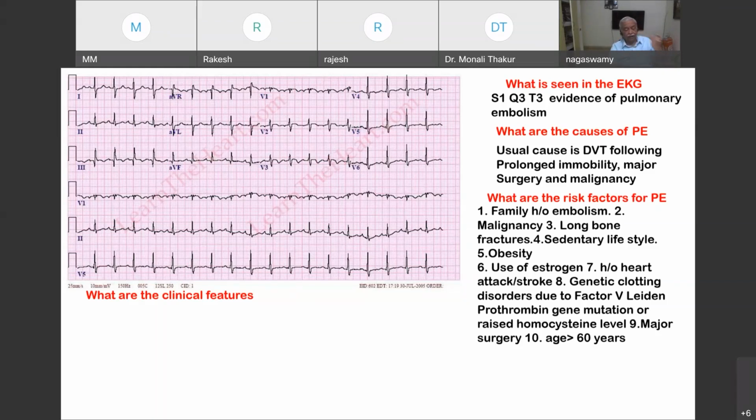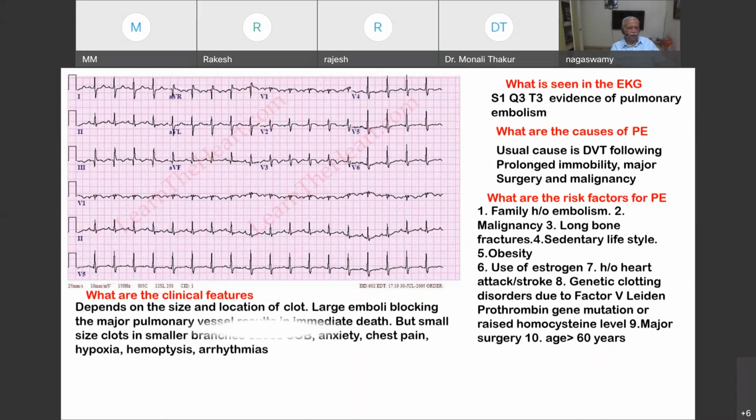Can sudden death occur in pulmonary embolism? Yes, sir. Sudden death can occur. Cardiac arrest. In massive pulmonary embolism, you won't have any time to exhibit any symptoms. You will just drop dead. So it depends on the size and location of the clot. Large emboli blocking the major pulmonary vessels result in immediate death. But small clots in smaller branches cause shortness of breath, anxiety, chest pain, hypoxia, hemoptysis, and arrhythmias.